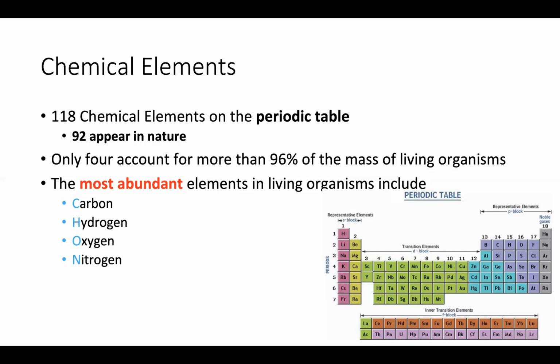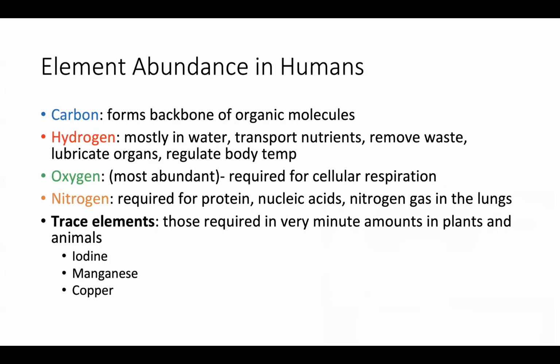All right. So the four most abundant elements in living things include carbon, hydrogen, oxygen, and nitrogen. These can be found very easily on the periodic table. So, elements in abundance in humans. Carbon, we know that carbon forms the backbone of all organic molecules. If we looked at the chemical formula for any organic substance, we're going to find that it is made from carbon. That is something that you should note and remember. All living things, all organic substances are going to contain carbon.